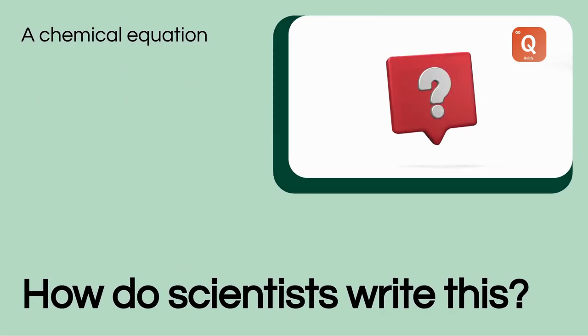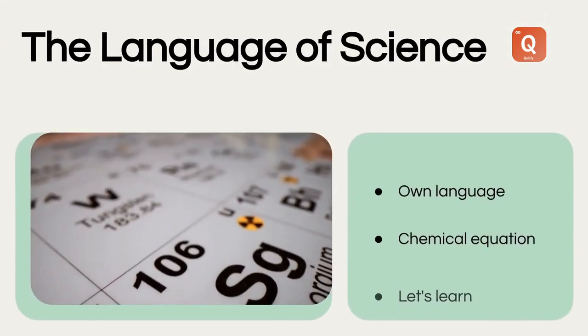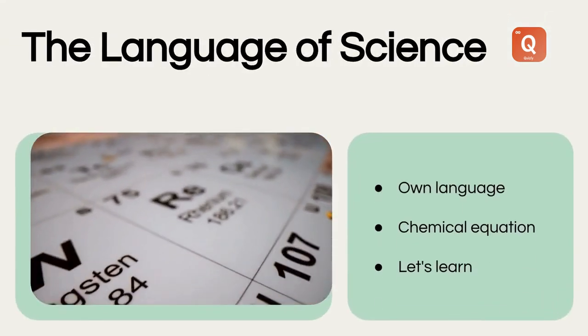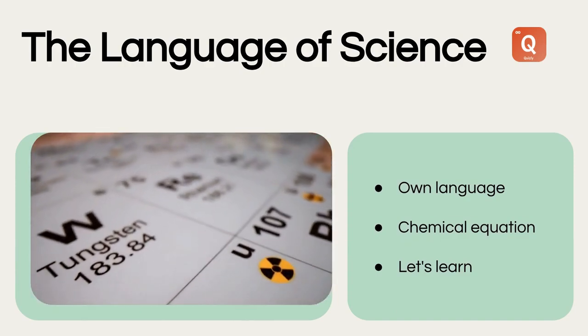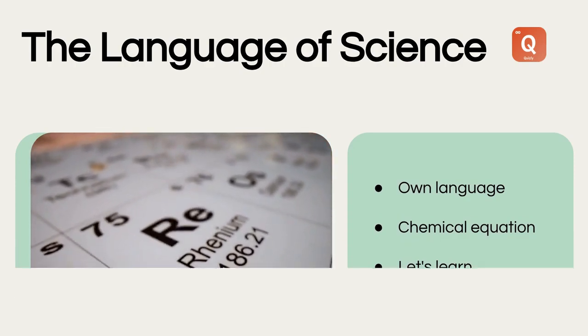They use a special language. Scientists have their own language. It's called a chemical equation. In this video, we'll learn how to write and balance these equations, making you a chemistry pro in no time.